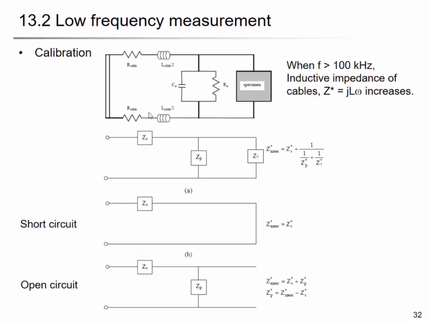Calibration part, I think we've done that before. Just before that, you have a resistance and inductance of the cable, and also in parallel, you may have a capacitor and a resistor. So then we need to find out each of these values, and then take them out from the measurement value.